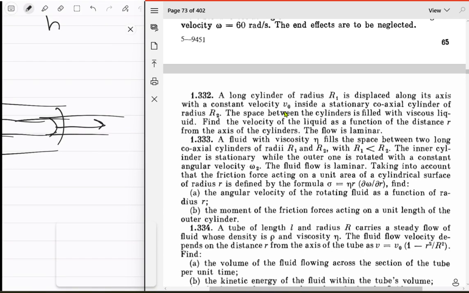Inside a stationary coaxial cylinder of radius r2. This is very weird. Okay, sorry, the space between the cylinders filled with viscous liquid. Find the velocity of the liquid as a, oh, sorry. For a second, I thought it was viscosity. It's the velocity of the liquid as a function of distance r from the axis of cylinders. The flow is laminar, that's what you're saying. And it's a viscous liquid, right? Okay. Wait, the flow is laminar. Something doesn't make sense.